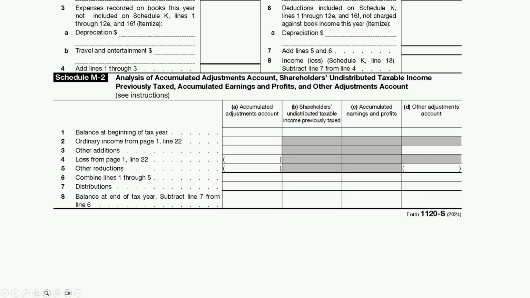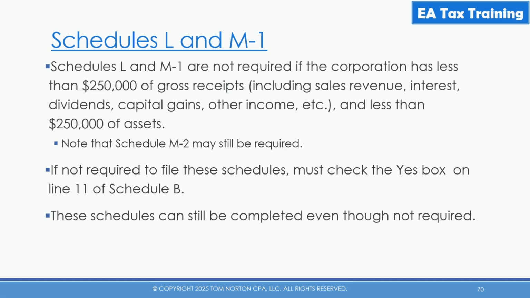As with the other returns, Schedules L and M1 are not required for certain corporations. If the corporation has less than $250,000 of gross receipts and less than $250,000 of assets, just like with the C Corp, then these schedules are not required. However, remember, Schedule M2 may still be required. So if you were a C Corp, have earnings and profits, you still have to file the M2, even if L and M1 are not required. If you are not required to file these schedules, then you must check the yes box on line 11 of Schedule B, and these schedules can still be completed even though they are not required. It is up to the taxpayer.